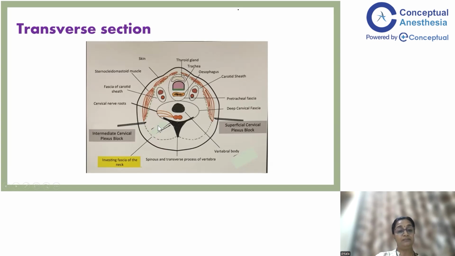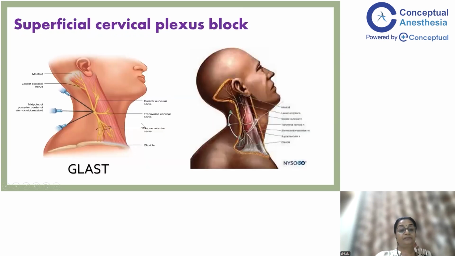And for the deep block, you have to pierce the deep cervical fascia and reach the transverse process of the C6 vertebra. That is very deep. And the intermediate and superficial cervical plexus blocks are very superficial. Why I'm telling you that, I'll come to later.